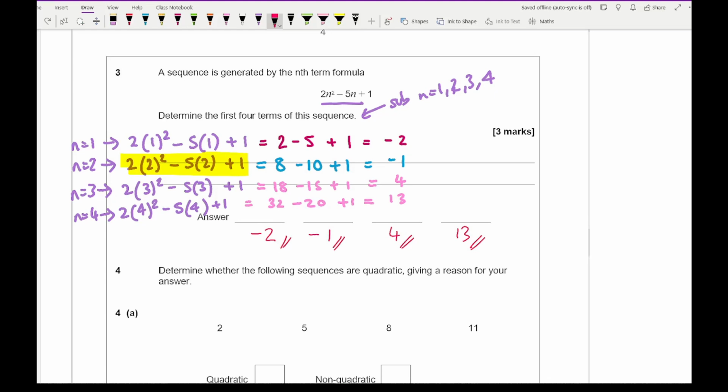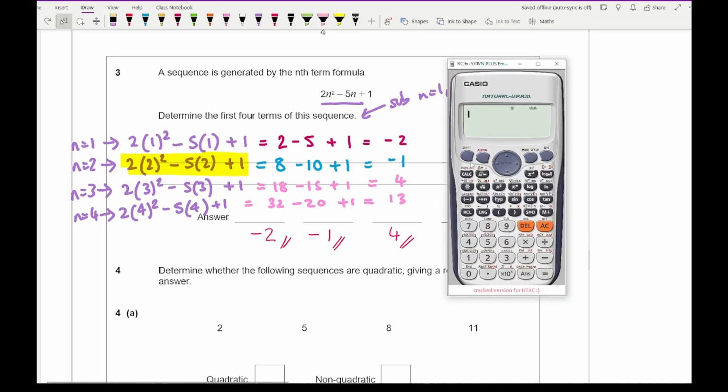Now, a quick way of doing this on your calculator is using the table function. So if you load up your scientific calculator, then go to menu and you want to select table. Then under f of x, what you want to do is enter this formula, the nth term formula. So again, you might need to use your alpha key. So here you need to make sure that you're using x.